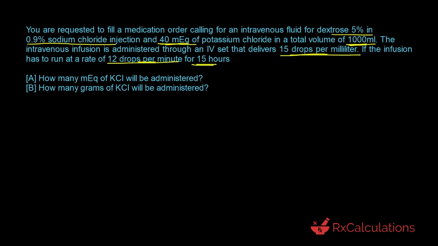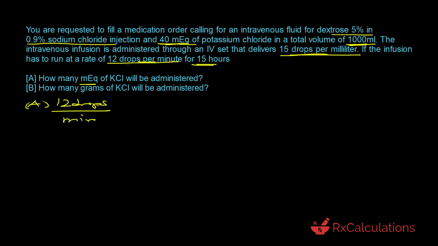So we're going to start off with A, which is to calculate the amount in milliequivalents of potassium chloride that will be administered. You could do this a number of ways. A really elegant way to approach this question would be to use dimensional analysis, and that's the process we're going to use in this particular solution. For A, we can start with the flow rate, which is 12 drops per minute. If we divide the 12 drops per minute by the drop factor, which is 15 drops per milliliter, you're going to end up with the flow rate in milliliters per minute.